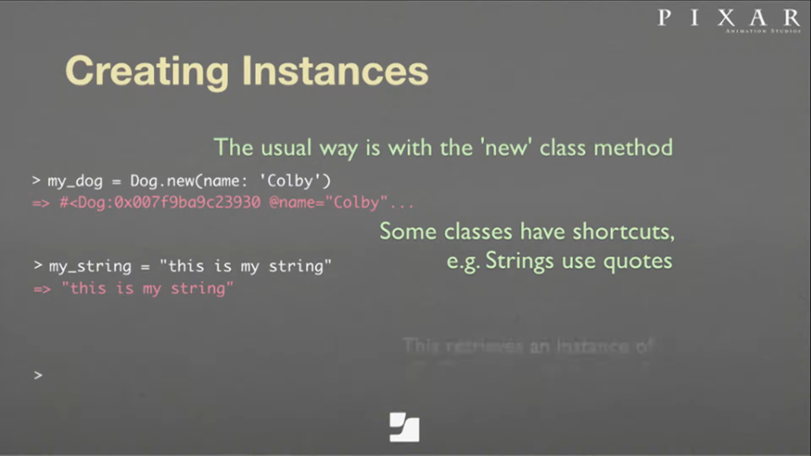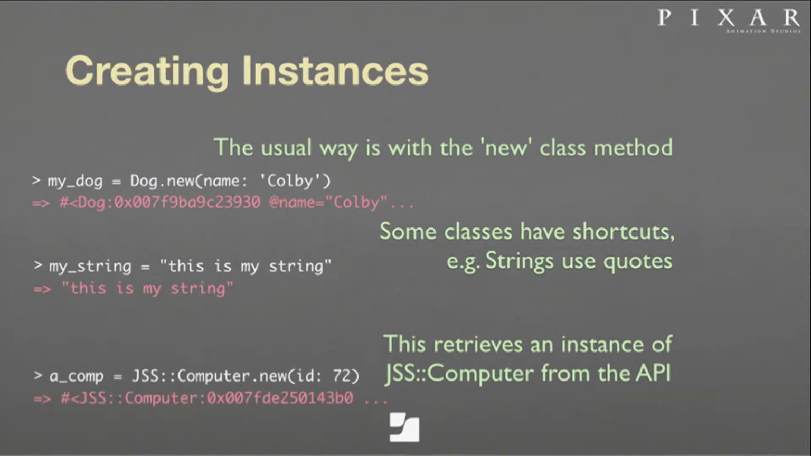Everyone, even if you don't have the JSS going, you should be able to do the dog thing and the myString. You won't be able to do this computer thing. So here's how you make an instance of the dog class. myDog equals Dog.new, and you have to give it a name, and it will create a dog instance in that variable. Here's how you do the same thing with a string.